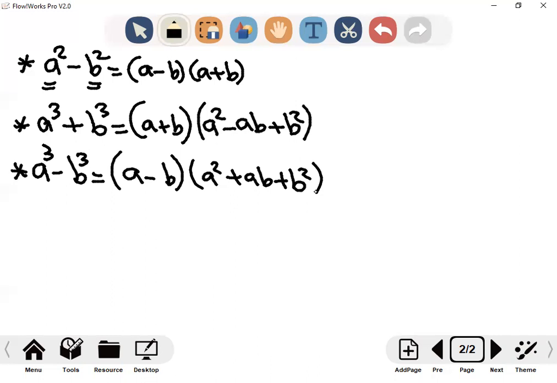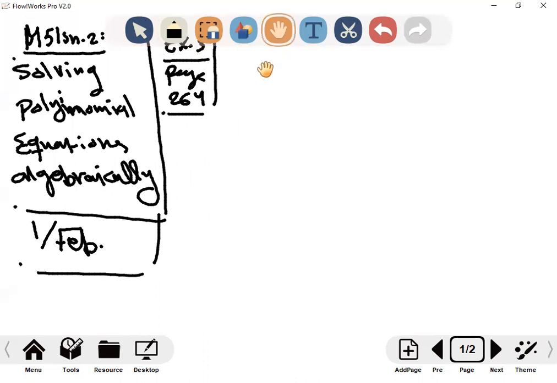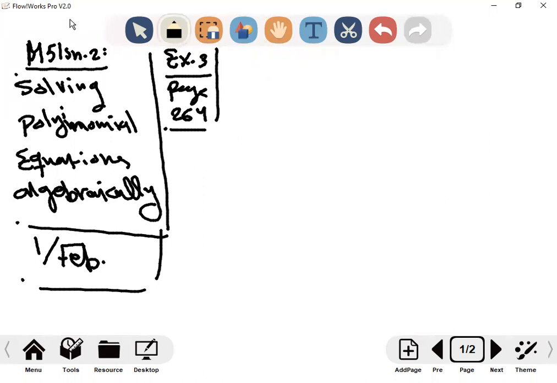Now I will do example 3. I will repeat example 3, page 264. So I will go back here to example 3. Example 3, they want us to make factoring of 64x to the power of 6 minus y to the power of 6. Okay? Done?